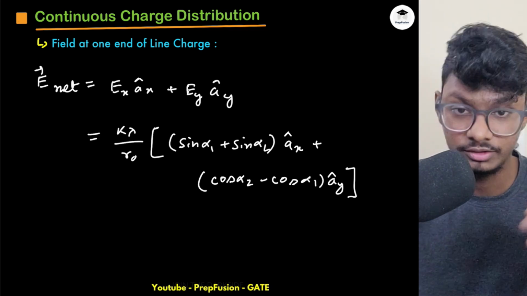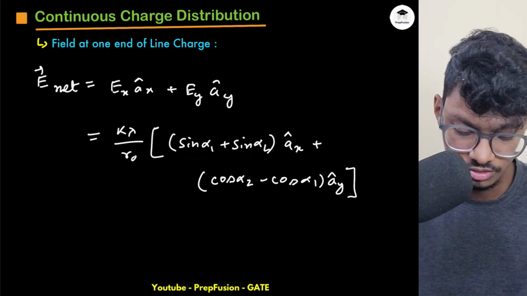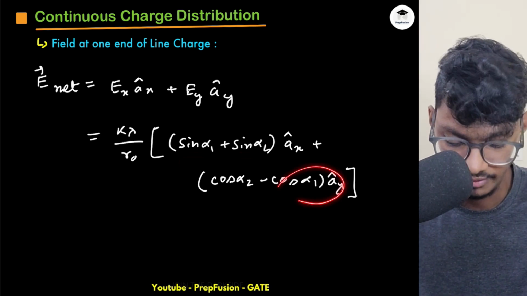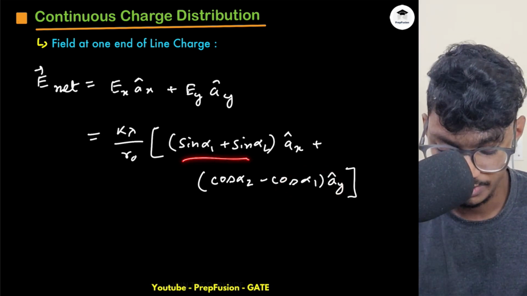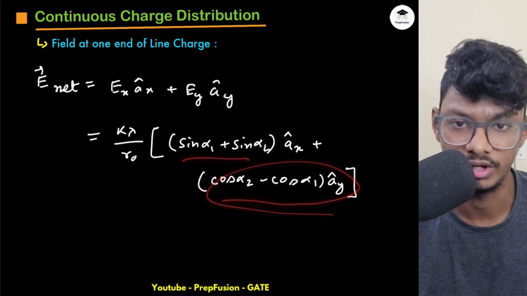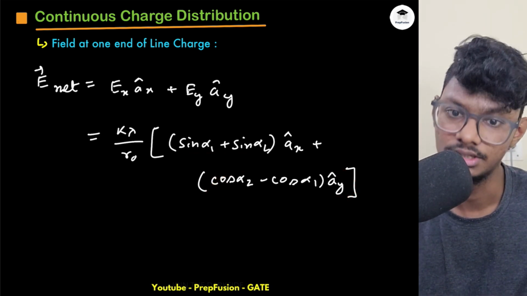So now if I do it for the symmetrical case, alpha 1 is equal to alpha 2. Okay, magnitude, basically I've already taken care of the sign. So this becomes 2 sin alpha, and this becomes 0. So there is no y component. So the sanity check is correct, right?